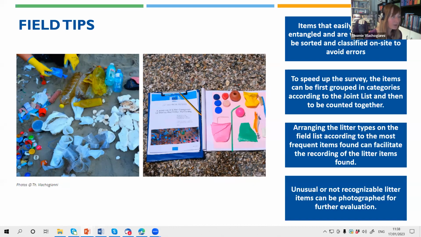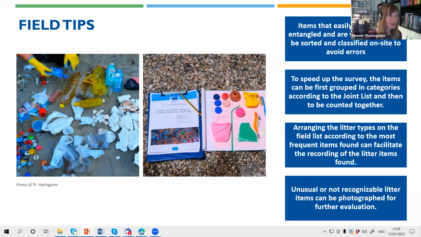Also, in the case that we cannot avoid transferring the litter items to the laboratory, in order to avoid the overestimation of those litter items that fragment, we can classify and record those that fragment on the coastline, and take back to the laboratory or to the office the rest of the litter items. This could be an approach.